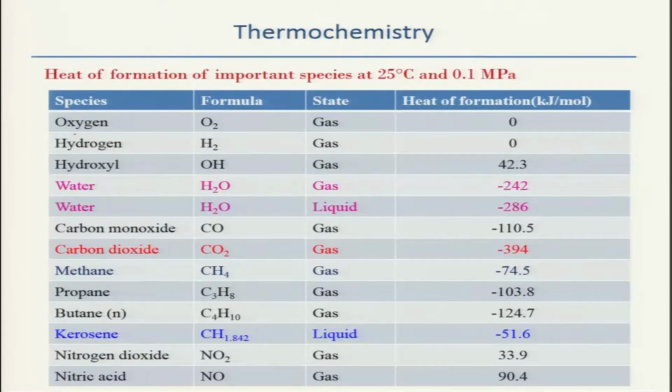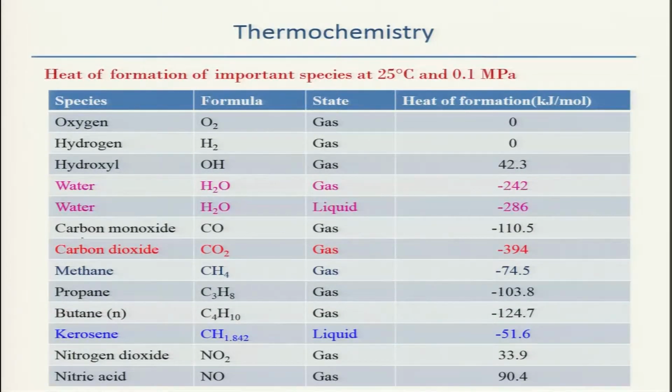You can see that for stable species like oxygen, the heat of formation will be 0, and similarly for hydrogen it will be 0, whereas for hydroxyl and others it will be positive values, 42.3 kilojoule per mole. Whereas for water, when it is gas it is minus 242 kilojoule per mole, and when it is liquid it is minus 286 kilojoule per mole, and this difference is basically due to the heat of vaporization.